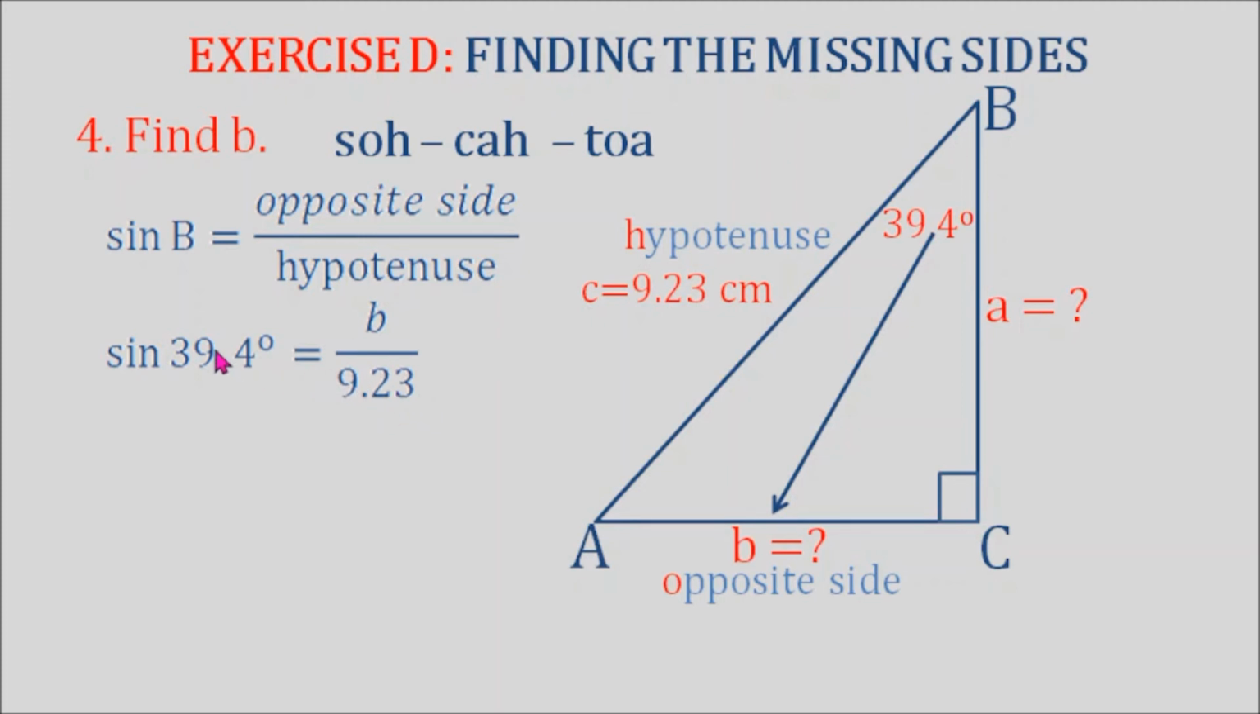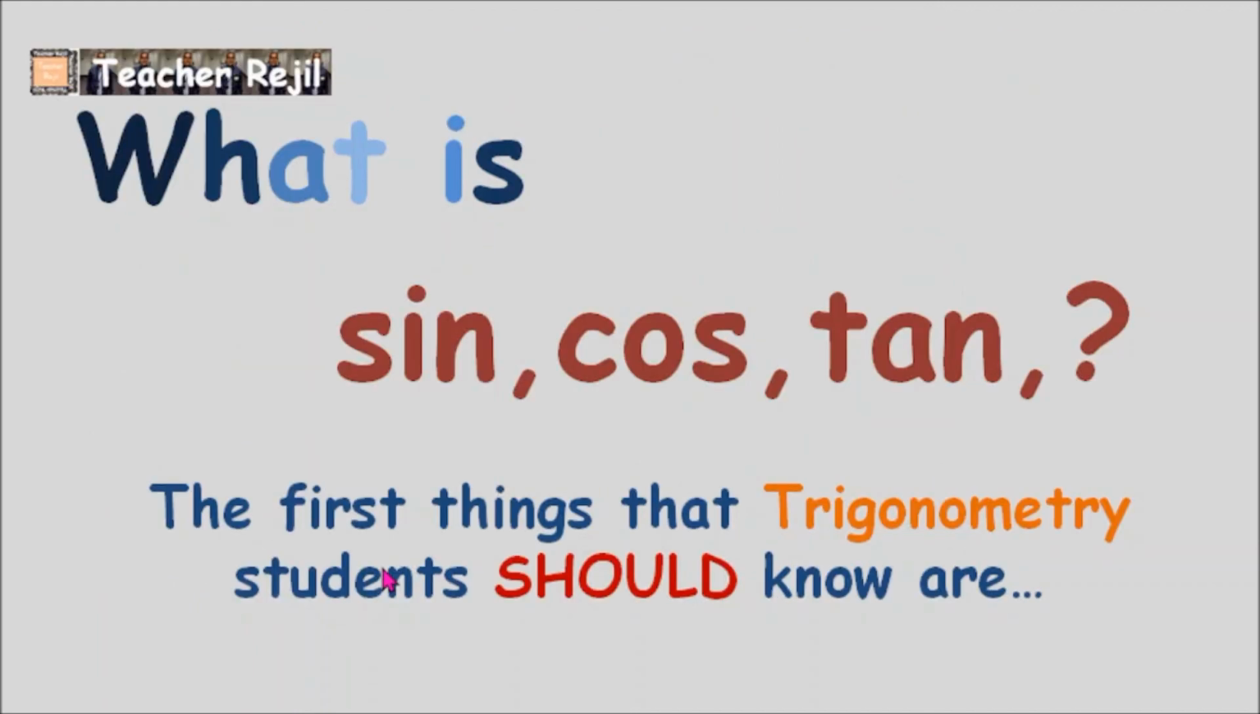Now to find B, we just multiply 9.23 and sine 39.4 degrees. So using our calculator, we just enter 9.23 times sine 39.4. And our answer, rounded to 2 decimal places, is 5.86 centimeters. The question, what is sin cos tan, has been answered, and the first things that trigonometry students should know have been gone over.